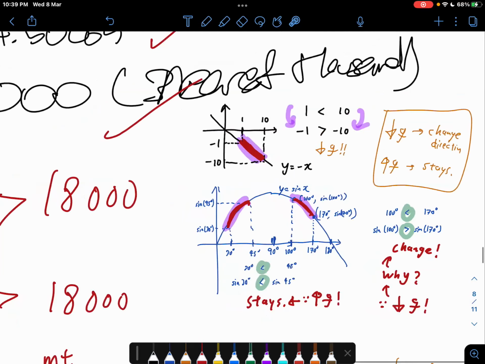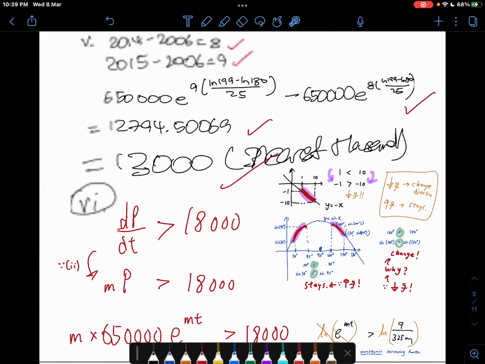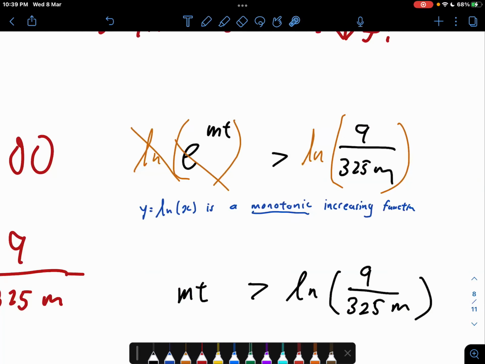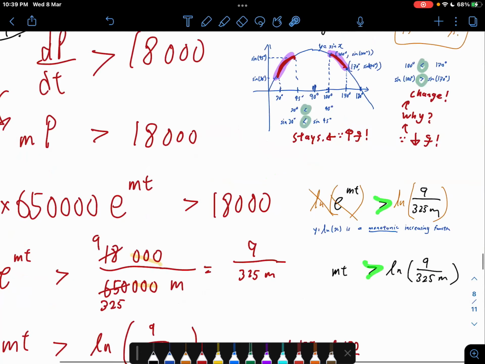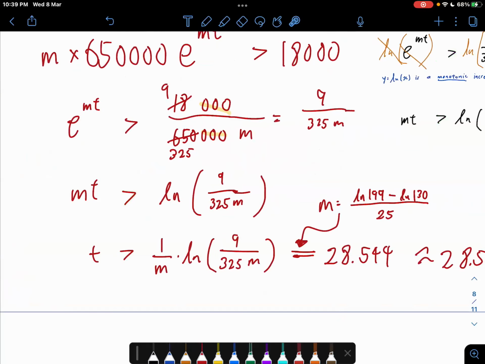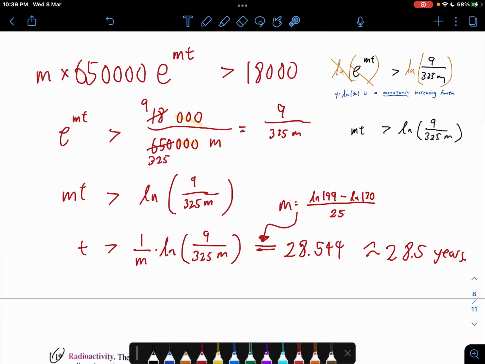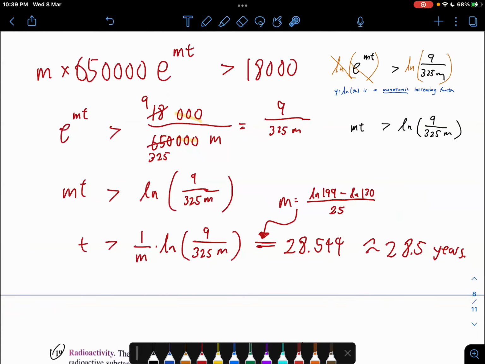So over here, what we are doing is applying ln, which is an increasing function. Increasing function, do you need to change or stay the same? Stay the same. Okay, very good. Now I have convinced you that this stays the same. Next, you want to solve for t, bring the m over, divide by m. m is a positive number, so the direction will stay the same, because y equal positive x is an increasing function, and you can also think of it that way. Then substituting m equal to this value, you get the final answer, 28.544, which is around 28.5 years. Okay?